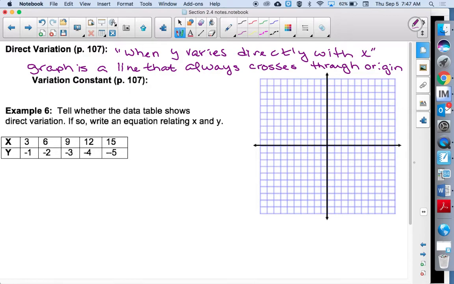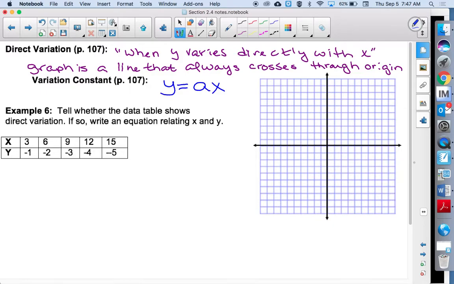But this special line doesn't have a y-intercept. It has a consistent slope. It always goes through the origin, so it has no y-intercept. The equation of a direct variation is y equals a times x. So we just have a y and an x.